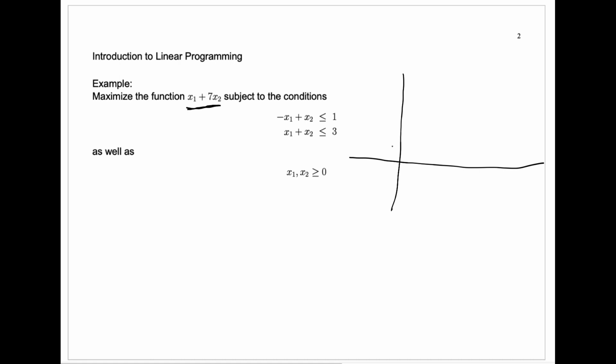And of course, we'll include the positive parts of the x1 and x2 axes. Here will be the x1 axis, here will be the x2 axis. And then we'll just graph these constraints. If we graph minus x1 plus x2 equals 1, well, what does that look like? That looks like a line like this in the x1, x2 plane.